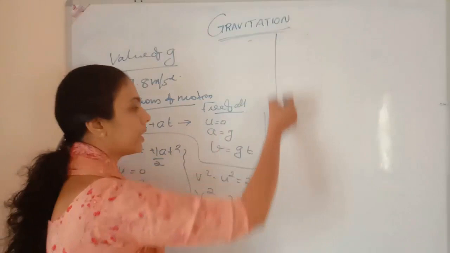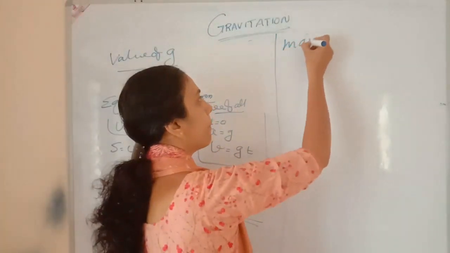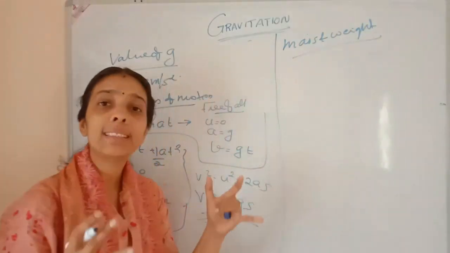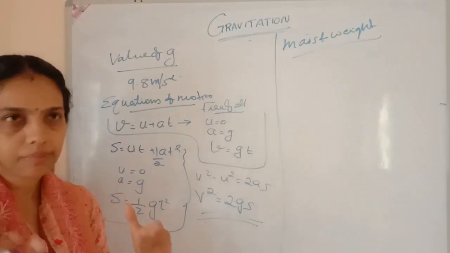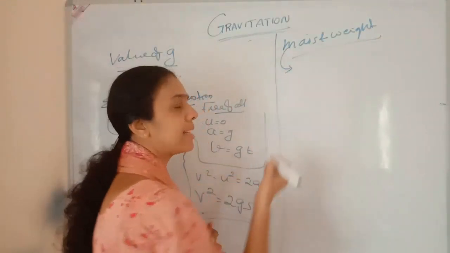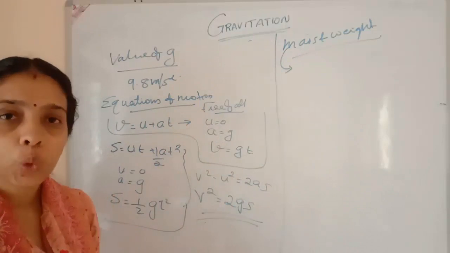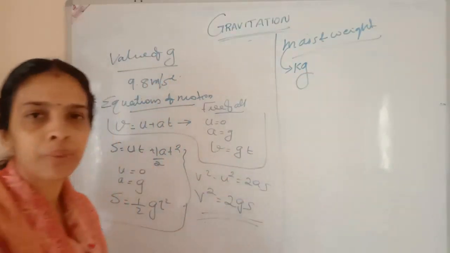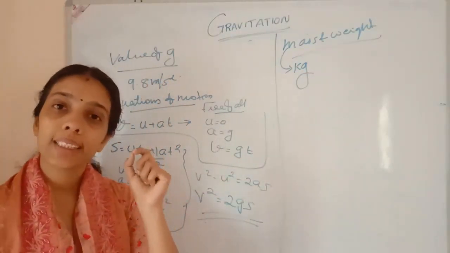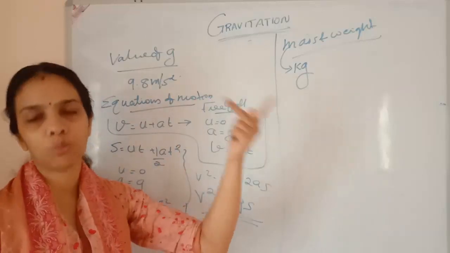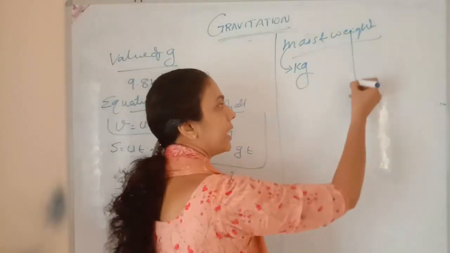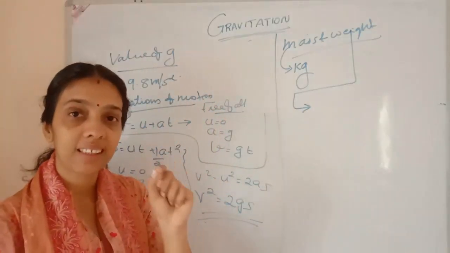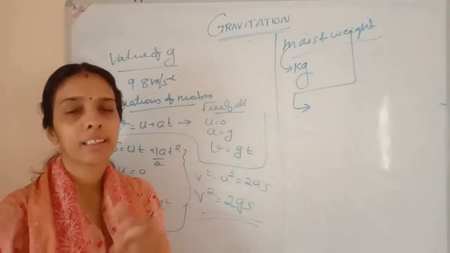The next topic is, what is the difference between mass and weight? Mass is the quantity of matter contained in an object. Its unit is kilogram. Weight is the force that the Earth gives to the object. The force that the Earth gives to the object is weight.